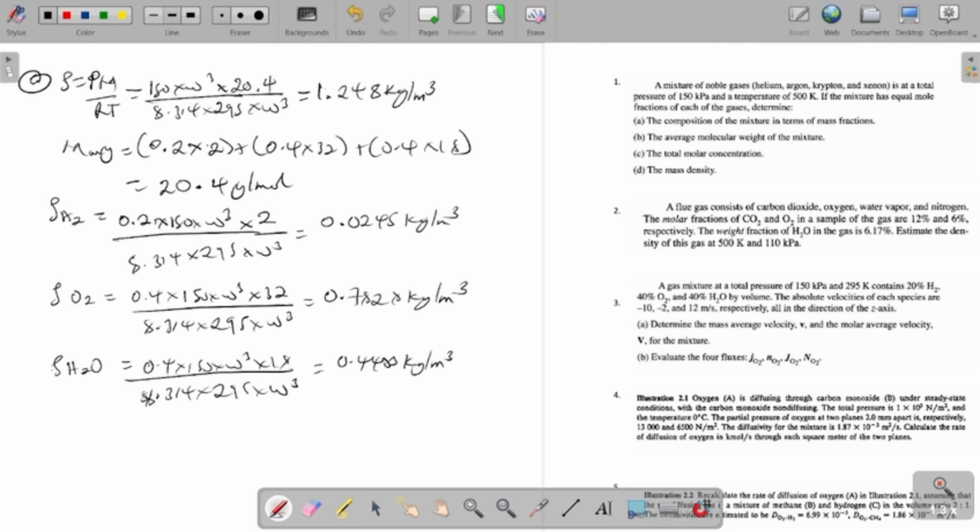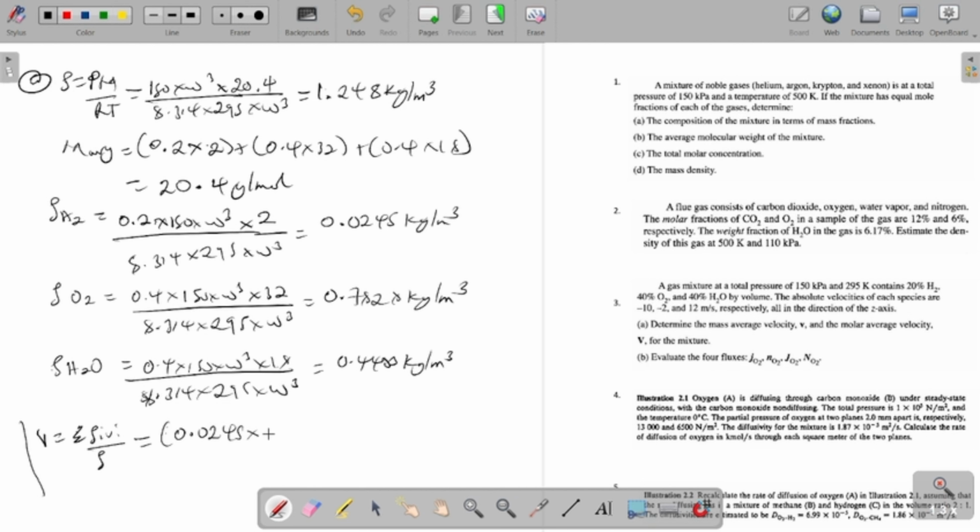So right now I have the individual ones. That means I can get the mass average velocity, which is the summation of ρi Vi divided by the total density, right? It's the total density, not the total velocity. Sorry for that, so that's the correction, please. The mass velocity is the ρi Vi over the total ρ, not the total V.